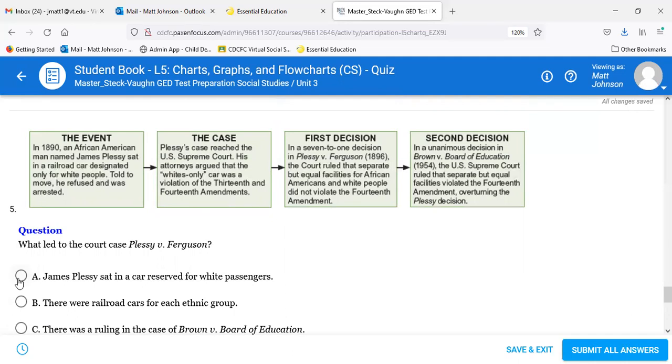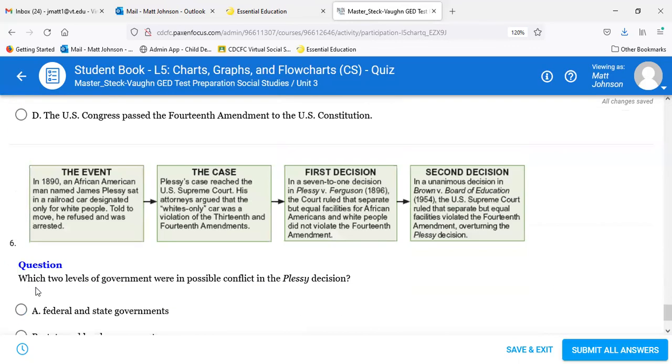A. Yeah, you're on the right track there, but it was just the fact that particularly Homer Plessy sat in a car reserved for white passengers, and that's what led to that case, right? So 5 is A.